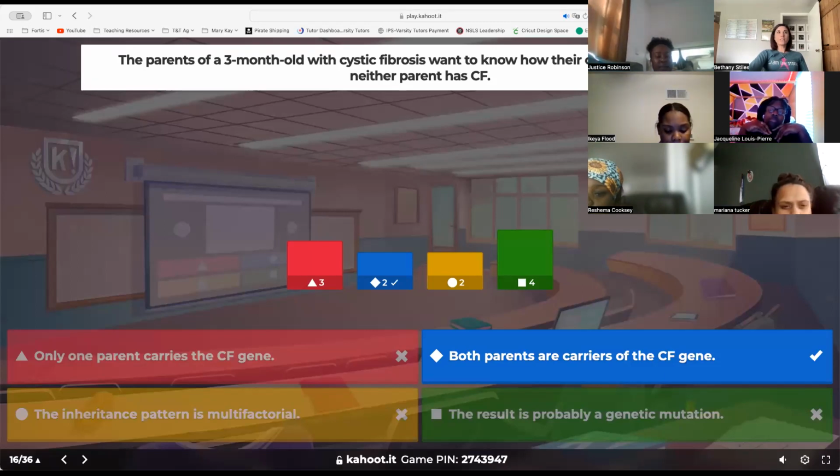So if a child gets cystic fibrosis, but neither parent has cystic fibrosis, it means that both parents happen to be carriers for the gene, and the child just happened to get both copies from each parent.